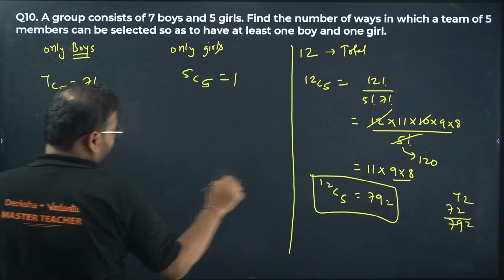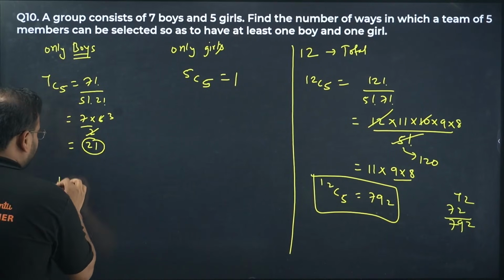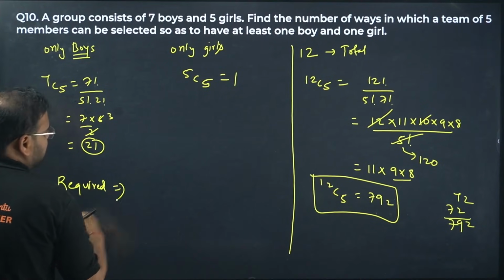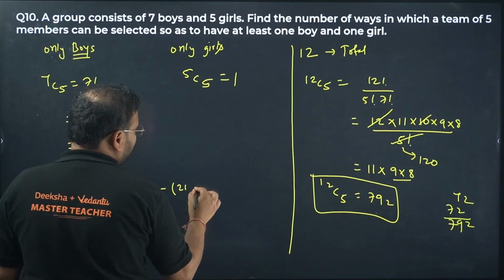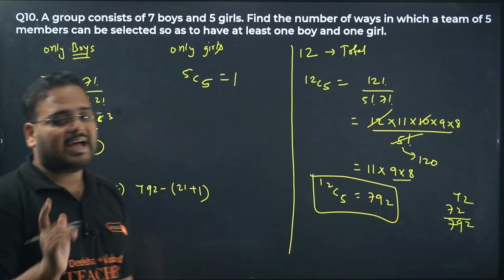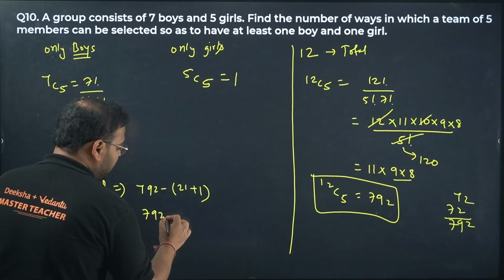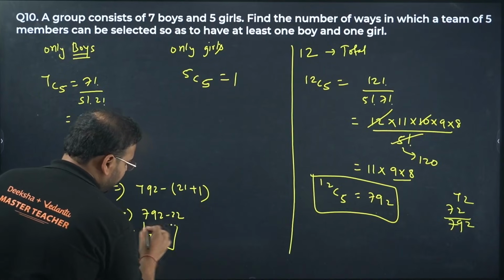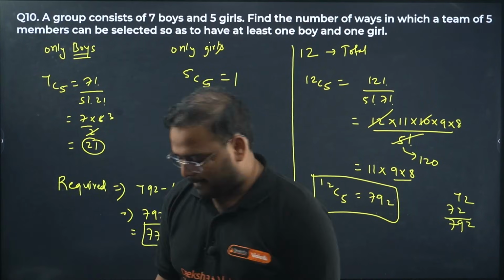So you have to remove basically those cases to get your required result. You can write the statement actually. Required answer will be what? From the total of 792, you have to remove 21 plus 1. Only boys and only girl cases you remove, and then you'll get the result. So it will be 792 minus 22. So 770 is my answer. Easy question? Very, very easy. Come on.